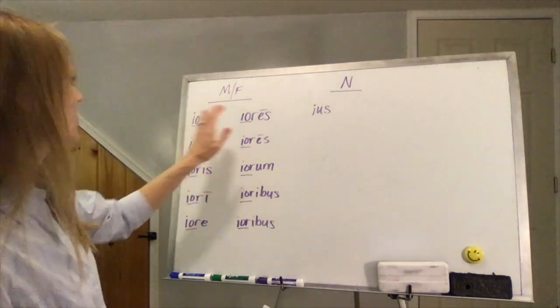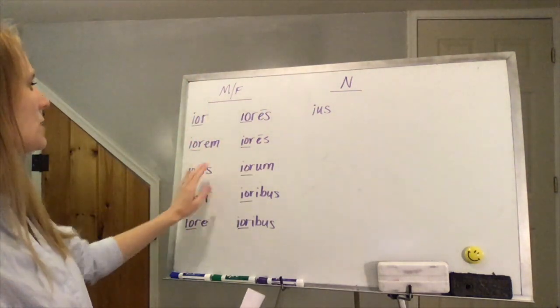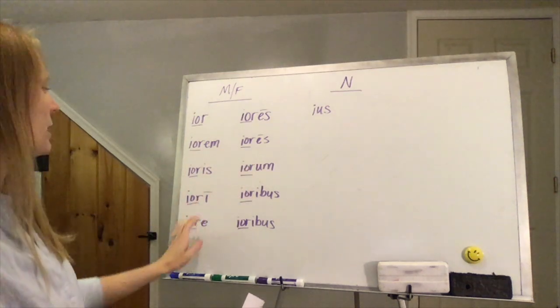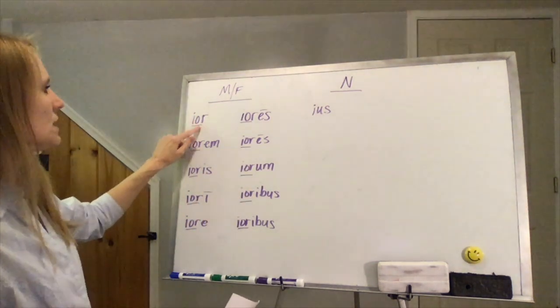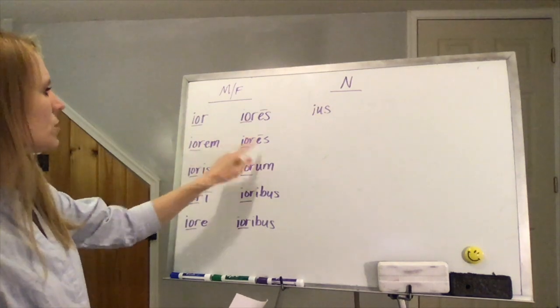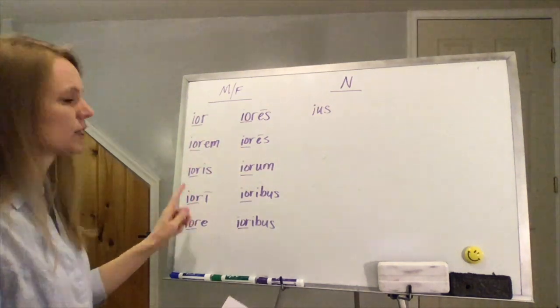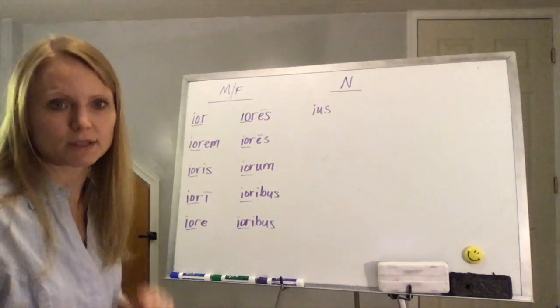All right, so Eeyore, Eeyores, Eeyorem, Eeyores, Eeyoris, Eeyorum, Eeyore, Eeyoribus. Okay, let's try it again.